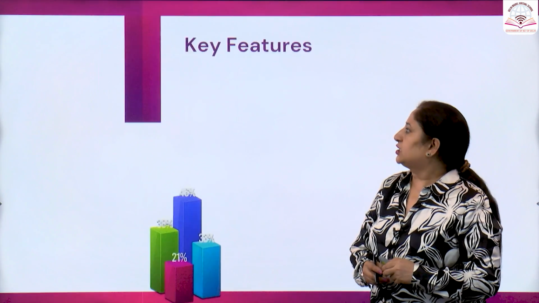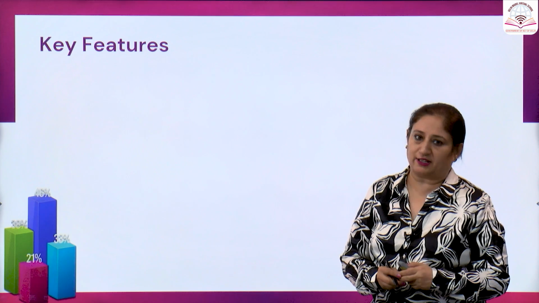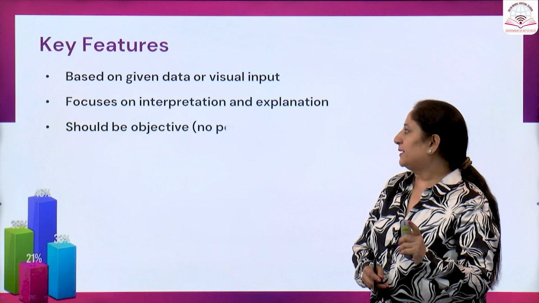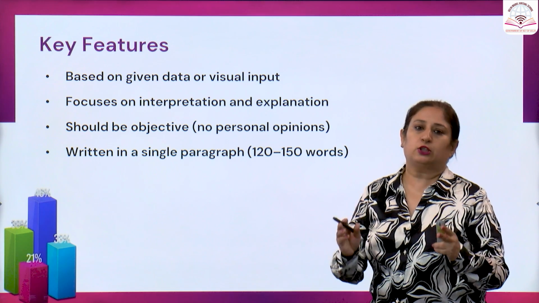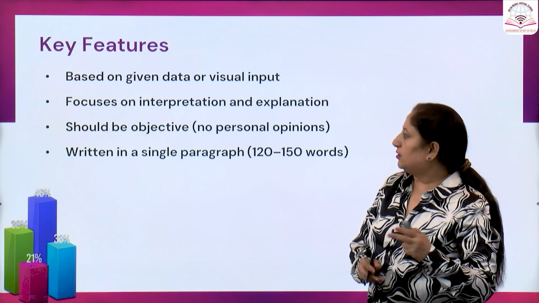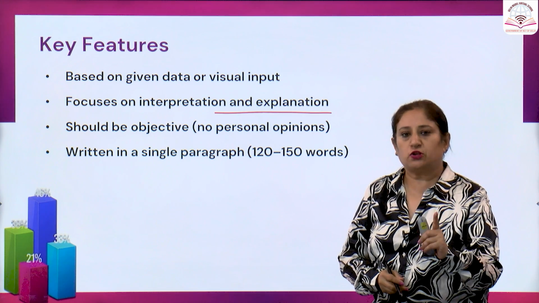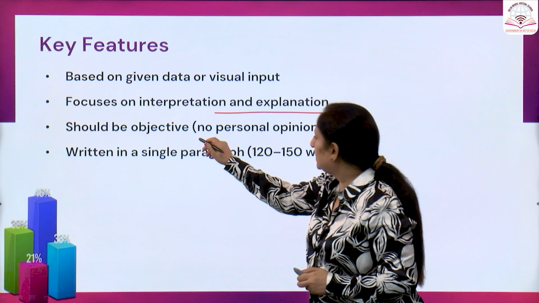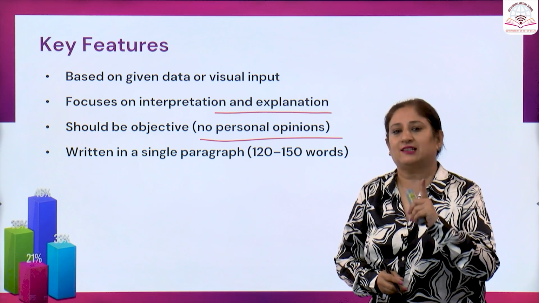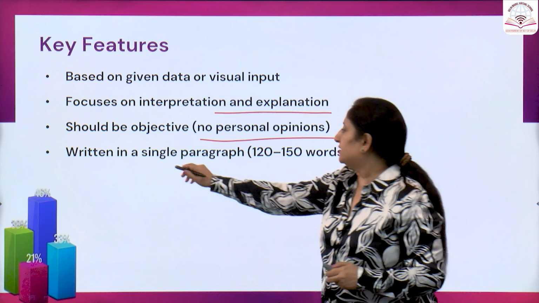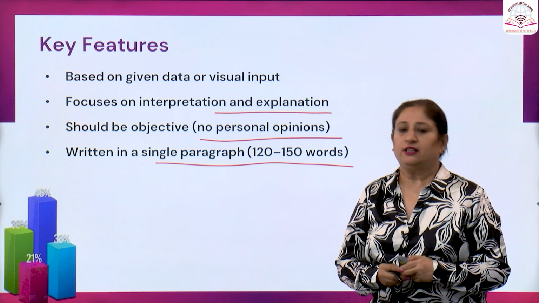It's time for us to now know some of the key features of an analytical paragraph. It is based on given data or visual input, which can be a chart, a cue, or a bar graph. Also, it focuses on interpretation and explanation. It should be objective, which means no personal opinions are to be given unless asked for. Also, it is written in a single paragraph of 120 to 150 words.